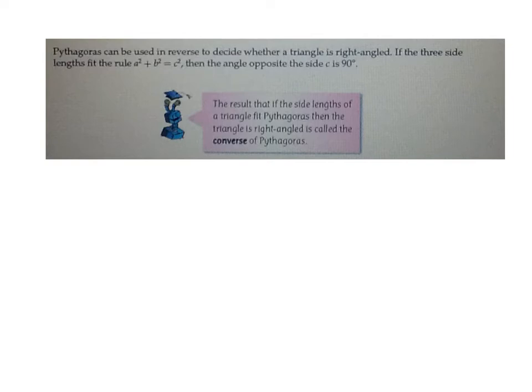Pythagoras can be used in reverse to decide whether a triangle is right angled. So for that, of course, you'd have to have the measurements of the 3 sides. And if those 3 side lengths fit the rule of a squared plus b squared is equal to c squared, then you know for a fact that it is going to be a right angled triangle, that c is going to be 90 degrees.